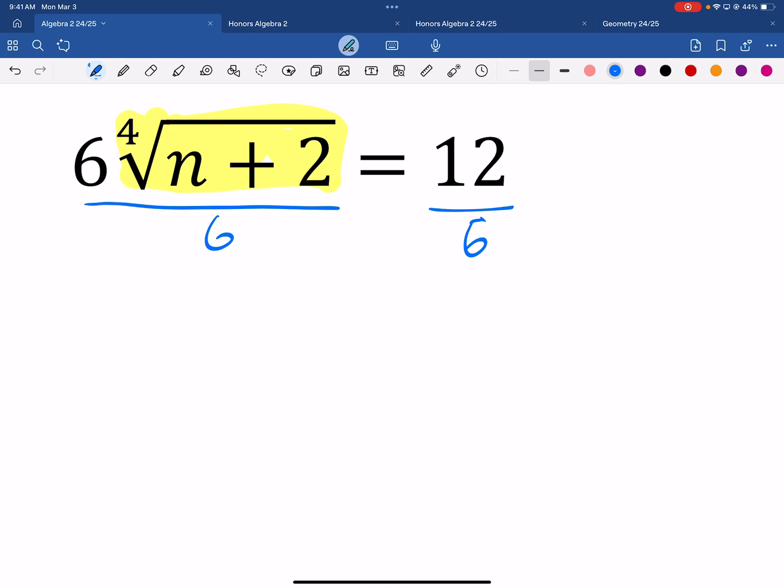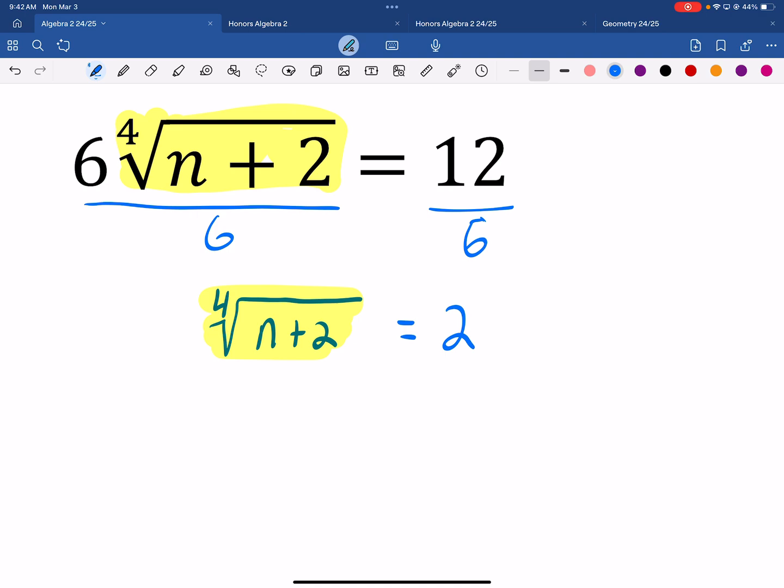So we get rid of multiplication by dividing. 6 divided by 6 is 1. So I'm left with the 4th root of n plus 2. 12 divided by 6 is 2. I've got it isolated, so step 1 is done.